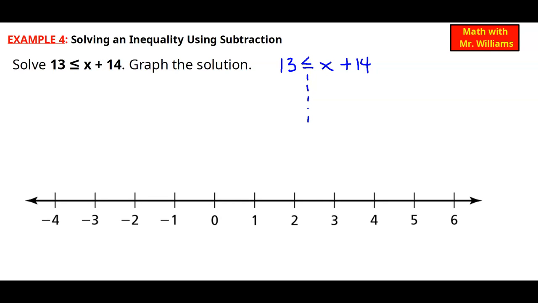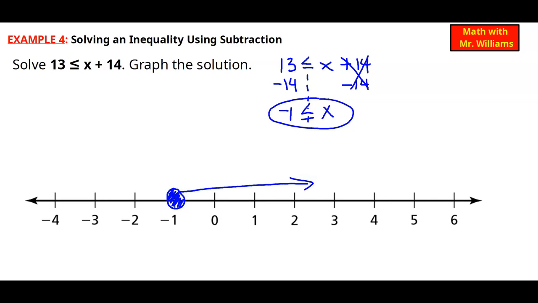So I see plus 14. We're going to subtract 14 from both sides. Adding 14 and subtracting 14 cancels out. 13 minus 14 will give us a negative 1 is less than or equal to x. All right, so let's go ahead and graph it. So we're looking for a negative 1. We see it is less than or equal to, so we're going to draw a closed circle. And x is anything that is greater than the negative 1, so our line goes to the right.